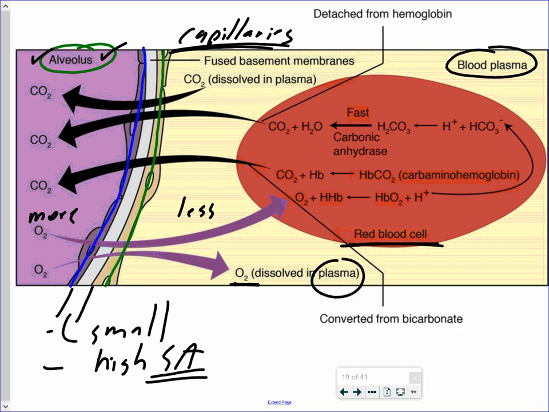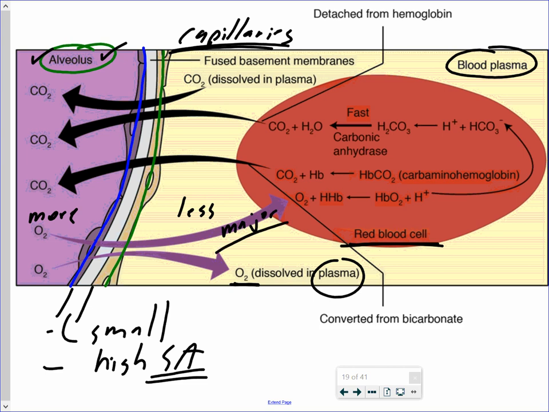Plasma is not that great at dissolving and transporting the oxygen, so this isn't going to be the major mechanism by which oxygen is transported in the blood, but it is one way that it can be transported. The major one, though, is by taking that oxygen and getting it into the red blood cells.